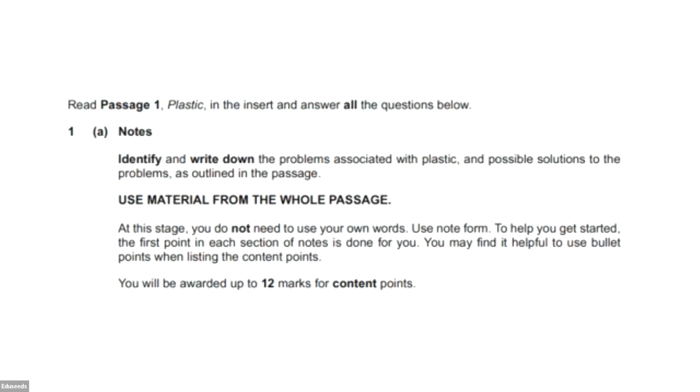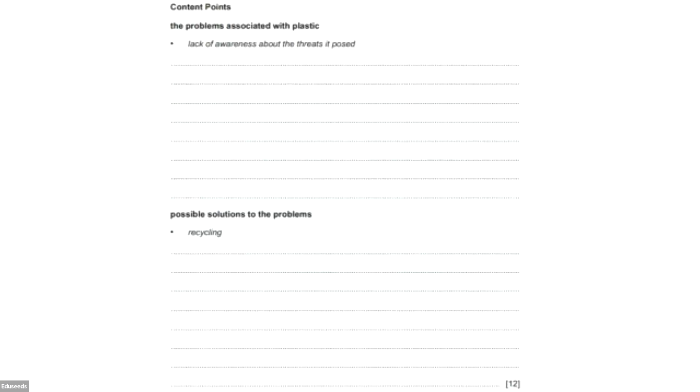So 12 marks, like I said. The first example is already given, but it is not counted for your marks. You need to give 6 points for the problems and 6 more for possible solutions. This is the first part, the 12 marks.